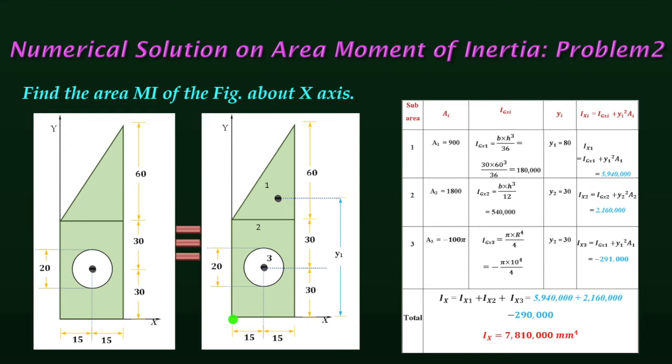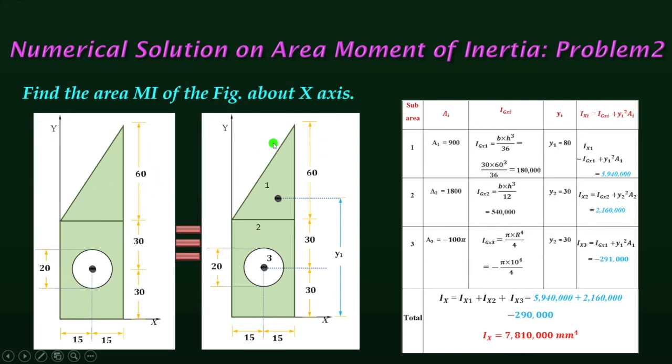Now, let's consider another example. See here, we have to find the moment of inertia. Similarly, all the dimensions are given. You see, this part is void. We have to find the area moment of inertia only for this shaded part.